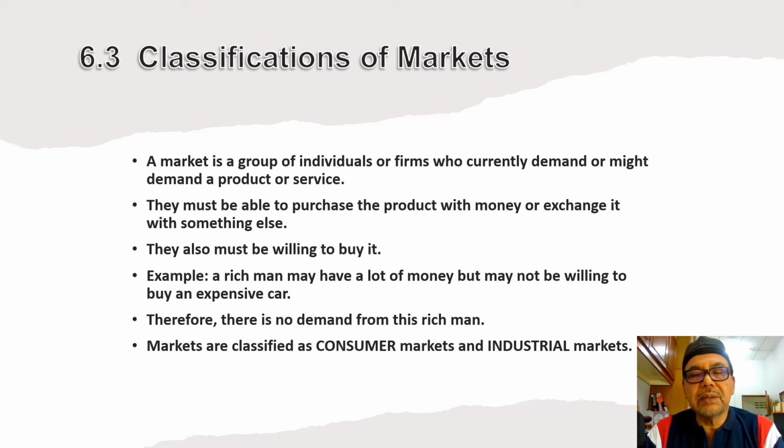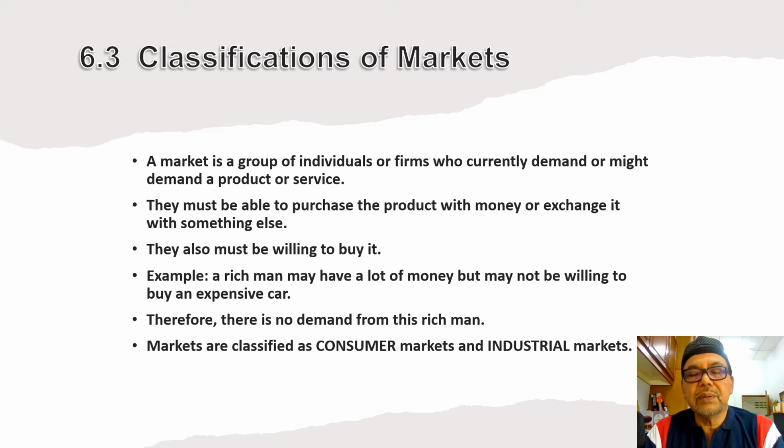In those days they even exchanged through barter trade. They also must be willing to buy it. For example, a rich man may have a lot of money but may not be willing to buy an expensive car. There are stingy fellows also. They are very, very rich, but they don't want to buy a Rolls-Royce or that kind of thing. So it depends. Therefore, there is no demand from this rich man. For example, there are a lot of rich men in Kuala Lumpur, and if Bentley, Rolls-Royce, top range cars, or Lamborghini want to sell in Kuala Lumpur, they can sell.